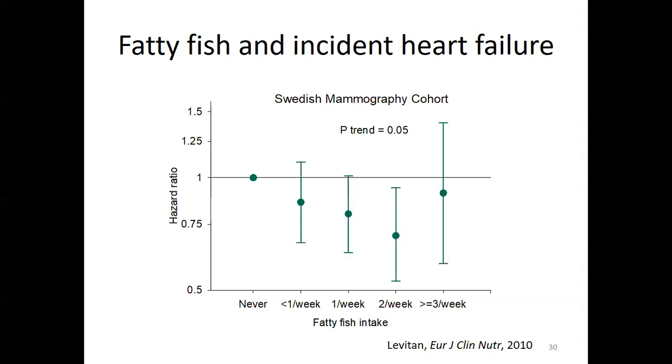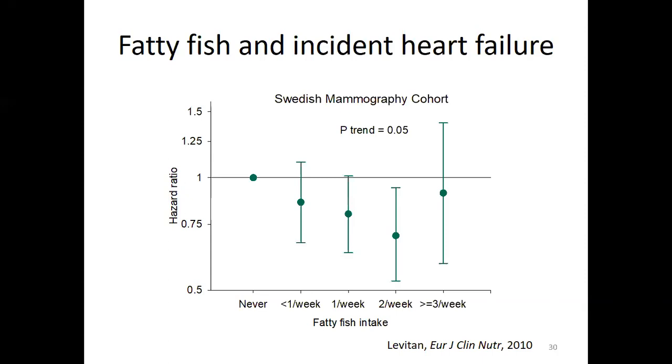So are you guys familiar with looking at graphs like this? Yeah, okay. Because never is our reference group, it's 1 and there's no uncertainty around that. The lines represent the uncertainty for the other categories compared to never.